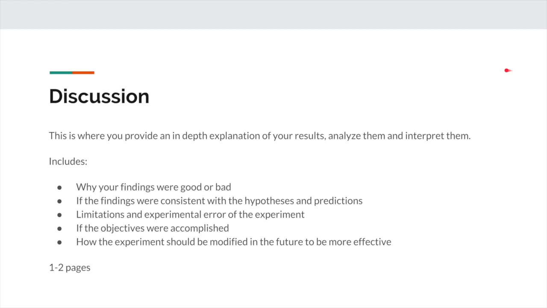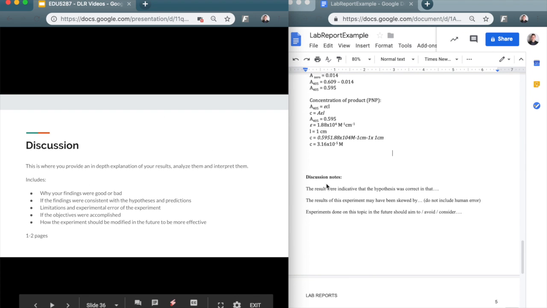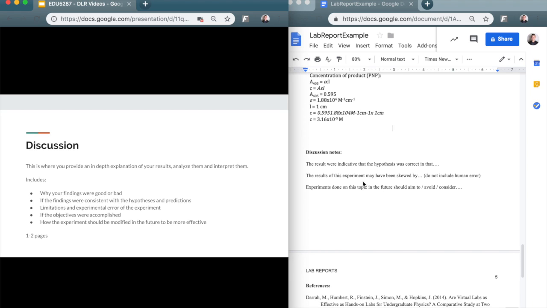Why was it not consistent with what you predicted, or why was it consistent with what you predicted? And then as well, you're going to be including your limitations of the experiment itself. So these are just going to be reasons why your experiment did not go as effectively as it could possibly go. And I have a few examples of this here. So the results may have been skewed by, this is how you would write it. And I just want to make sure that you guys do not include human error when you're talking about that, because this is just something that is done in science. You should not have human error as one of your limitations.